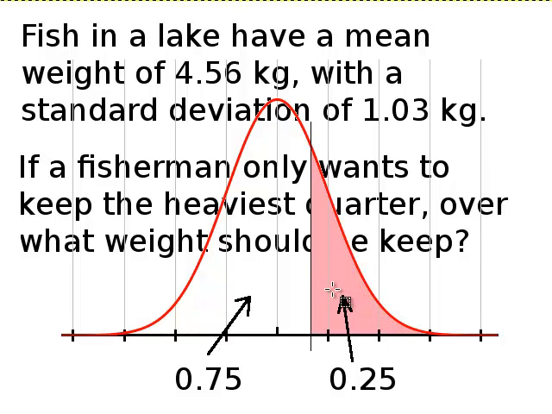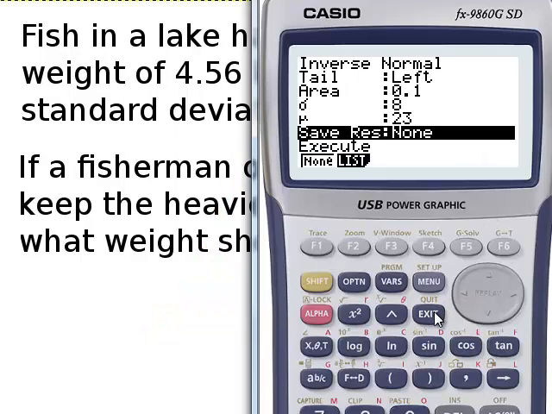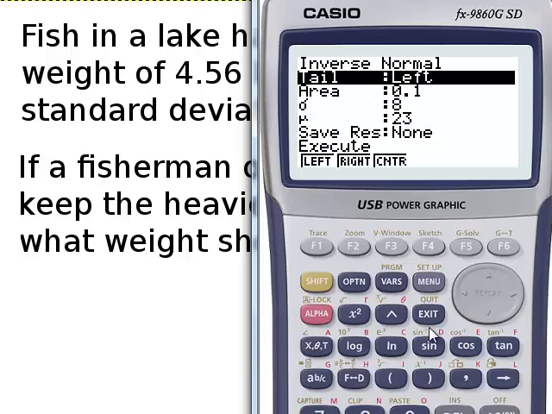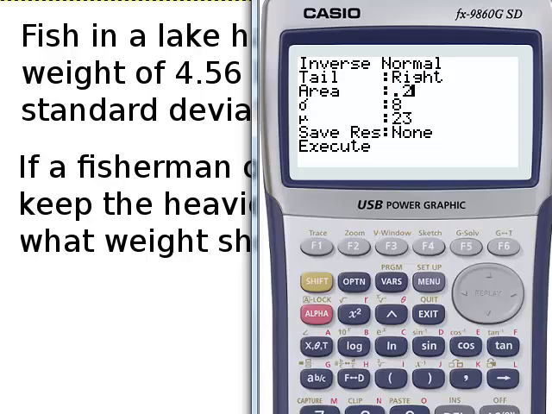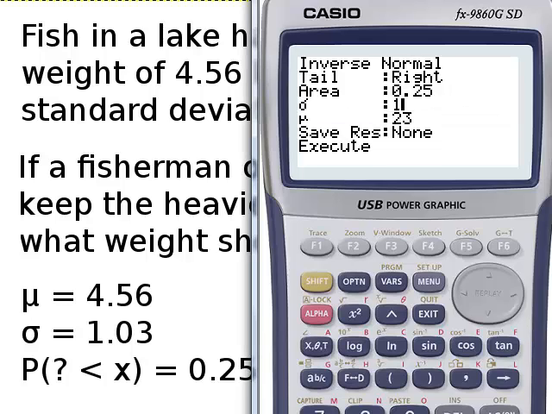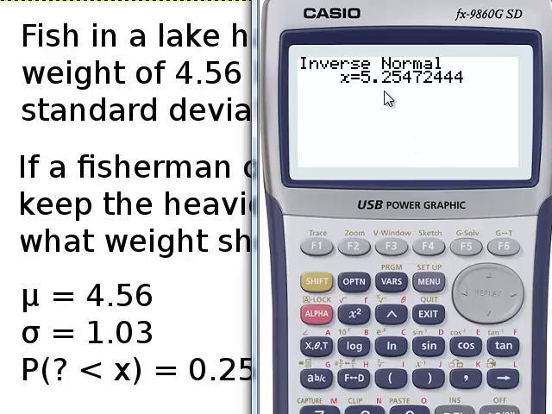So my calculator will make the tail right. Of course, if your calculator doesn't do it to the right, then you want the 75% mark measuring from the left. So on our calculator, mix it back up. This time our tail is to the right because we want the heaviest 25%. It's quarter, 0.25. The standard deviation, we're given that, that's 1.03, and our mean is 4.56. Execute that, and there's our answer. The heaviest quarter of the fish weigh 5.25 kilograms or more.